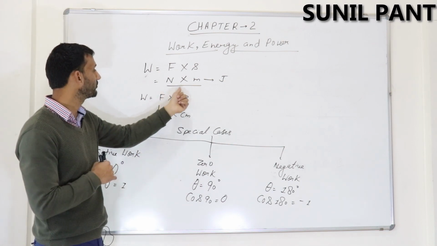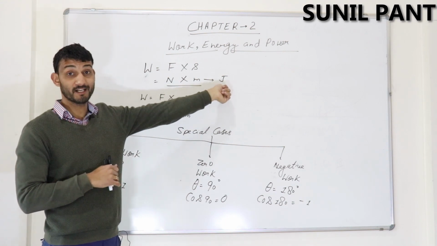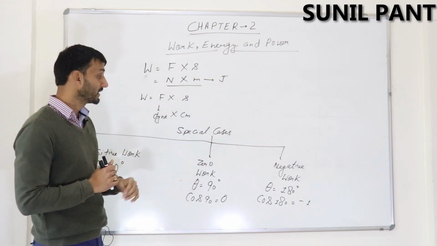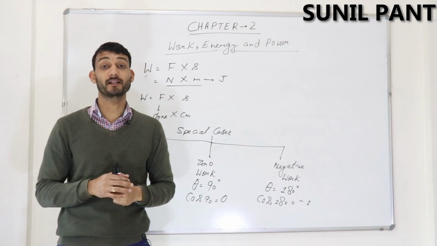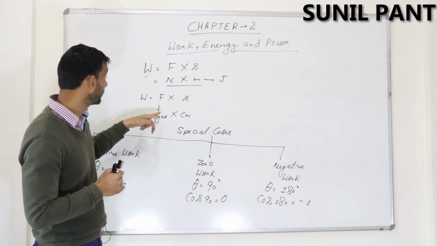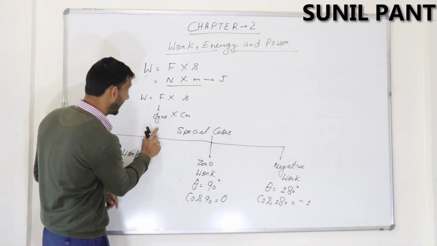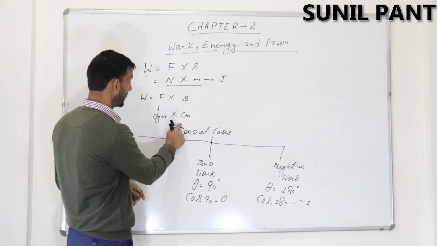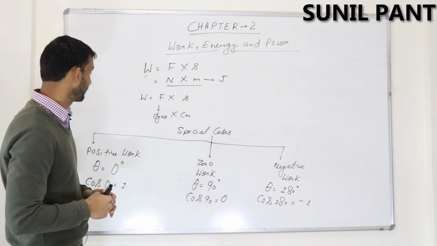So if you multiply these two, it will be Newton meter. And this Newton meter is known as joule. That is the SI unit of work. Now, the CGS unit of force is dyne and the CGS unit of displacement is centimeter. So if you multiply dyne by centimeter, it will become dyne centimeter, which is the CGS unit of work.